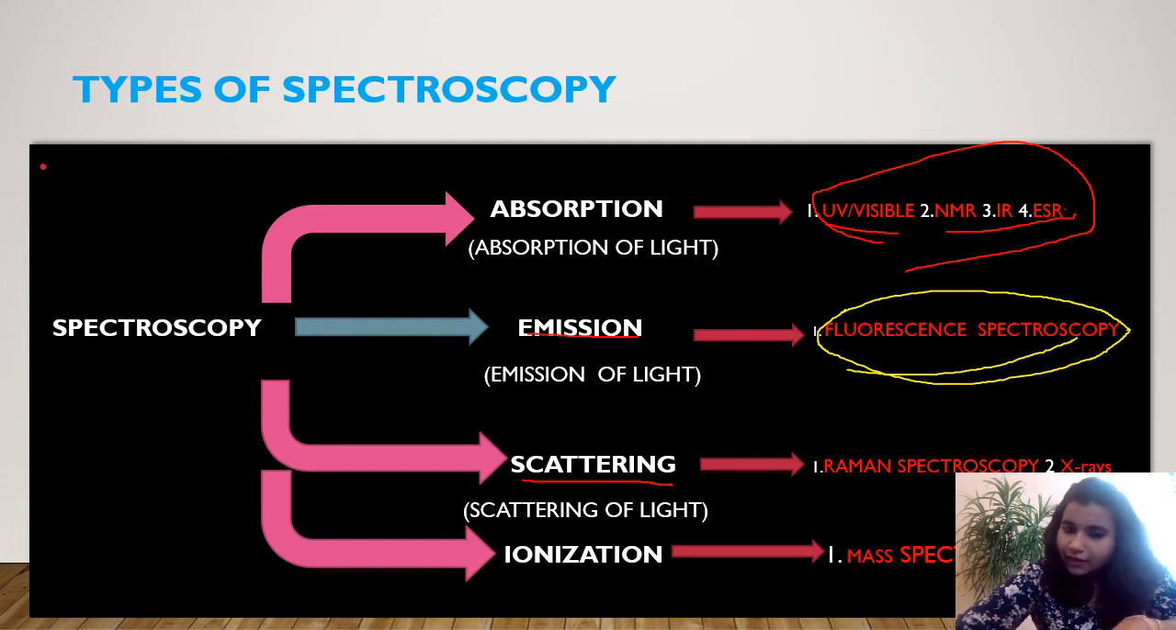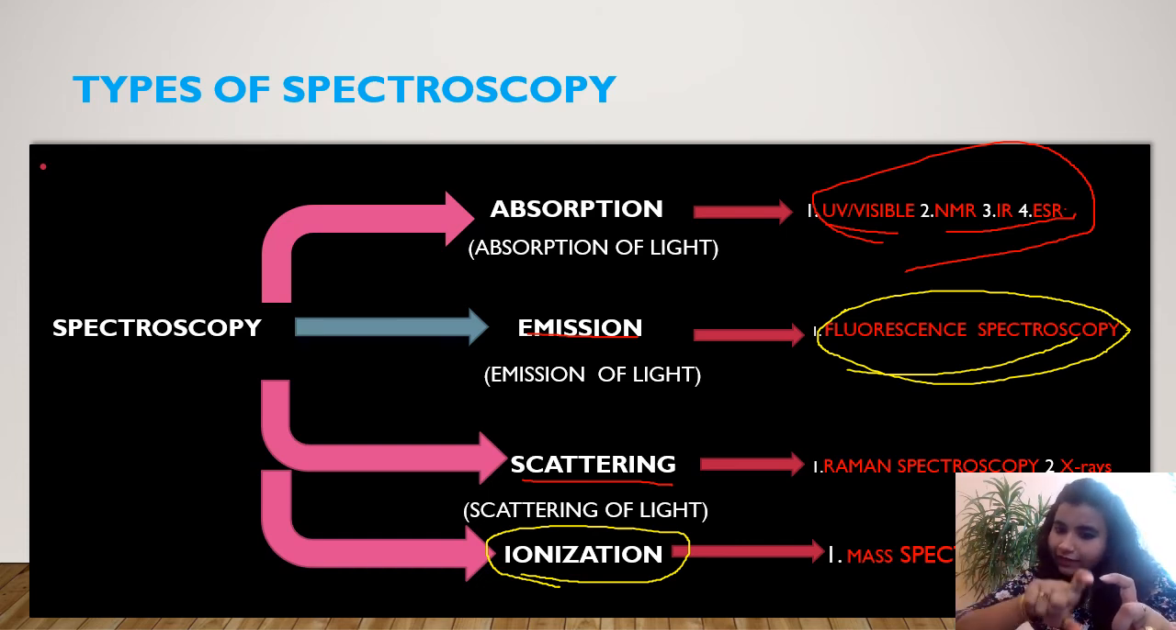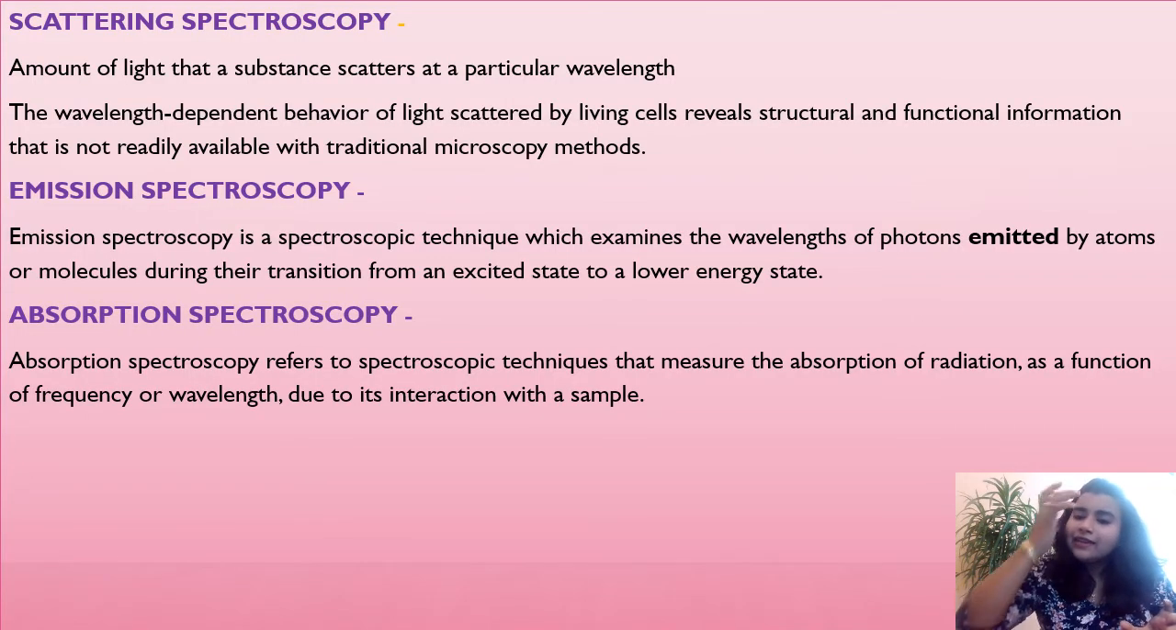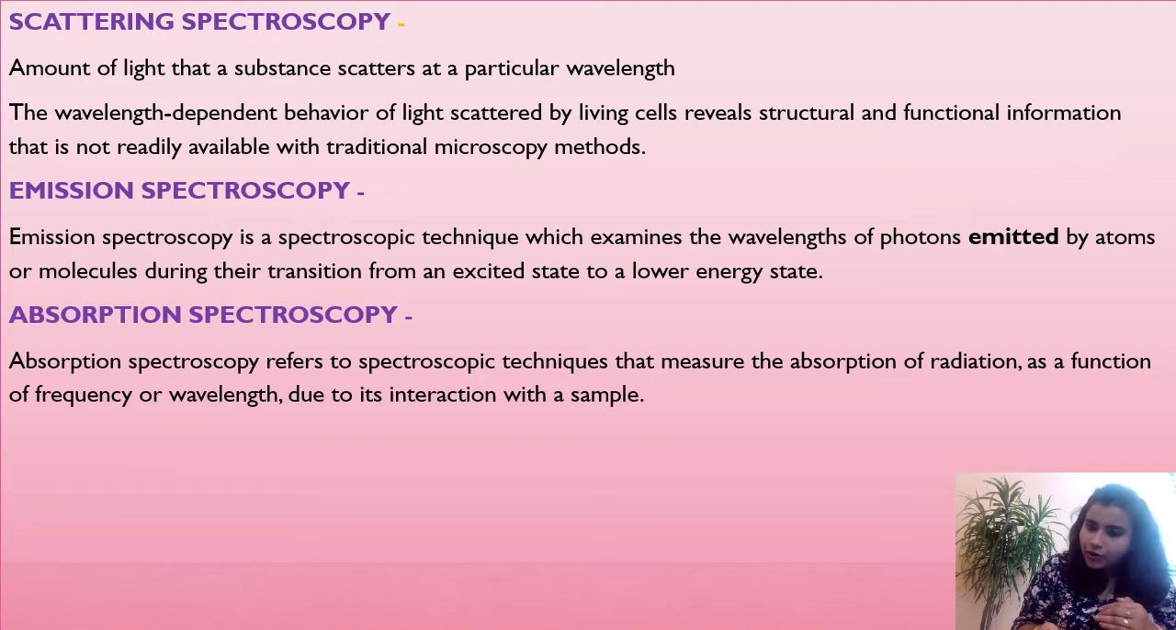Another spectroscopy is there which we call ionization. Ionization means what? If you have a sample, you have to change it into gaseous form, then you have to run it in the presence of an electric field, right? And basically this spectroscopy is used to determine the mass of a sample or the mass of a molecule. Clear? So this is all about your spectroscopy, and these are the examples of spectroscopy based on absorption, emission, scattering and ionization. Fine?